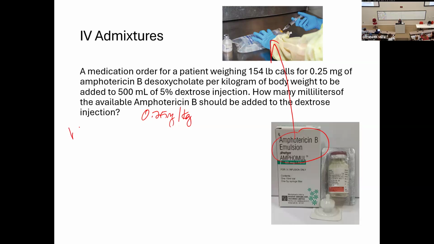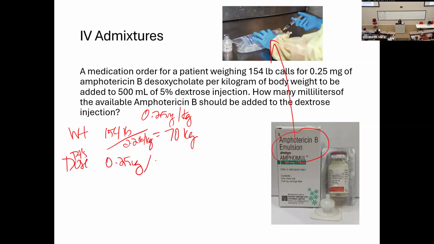The first thing I did was convert my weight to kilograms. So 154 pounds divided by 2.2 pounds per kilogram is 70 kilograms. That's how much the patient weighs. Next I calculated the patient's dose: 0.25 milligrams per kilogram times 70 kilograms equals 17.5 milligrams. Is everybody with me so far?